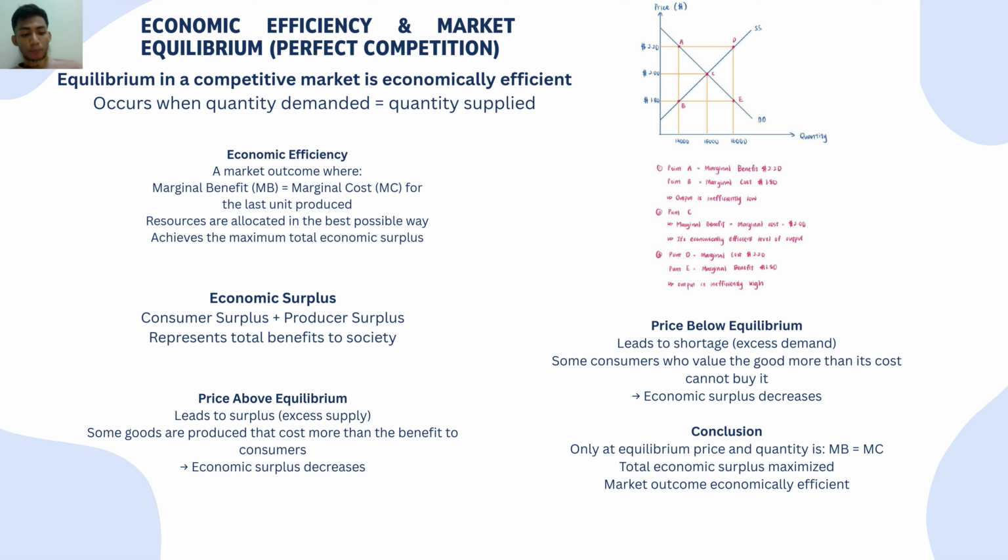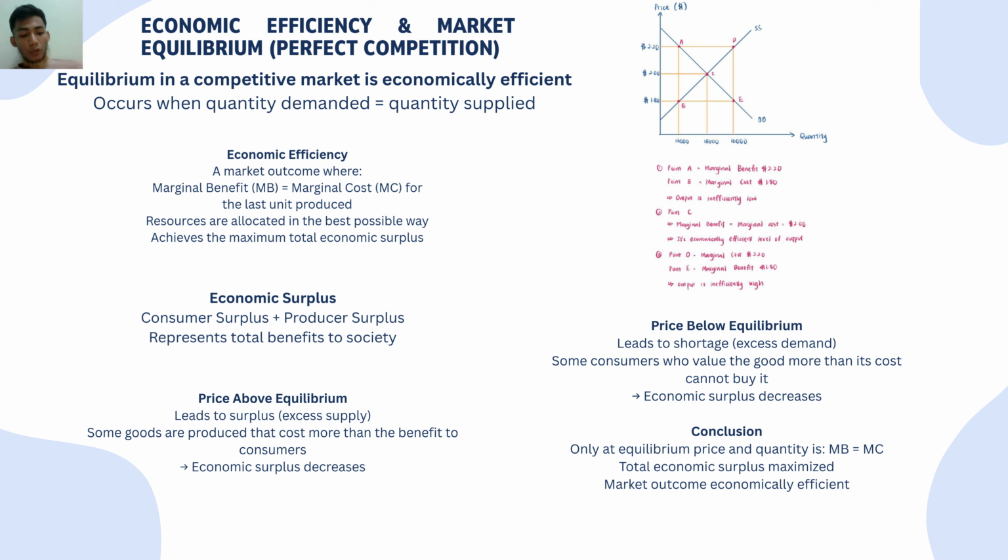Now let's refer to the graph on the right. The downward sloping line represents demand, which reflects marginal benefit, while the upward sloping line represents supply, which reflects marginal cost. The point where the demand and supply curves intersect, labeled point C, is the equilibrium point. At this point, marginal benefit equals marginal cost and the level of output is economically efficient.